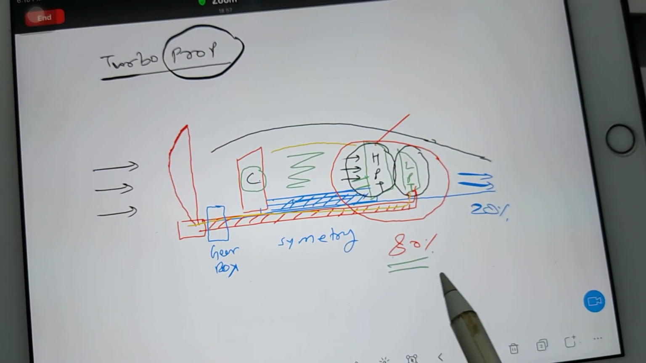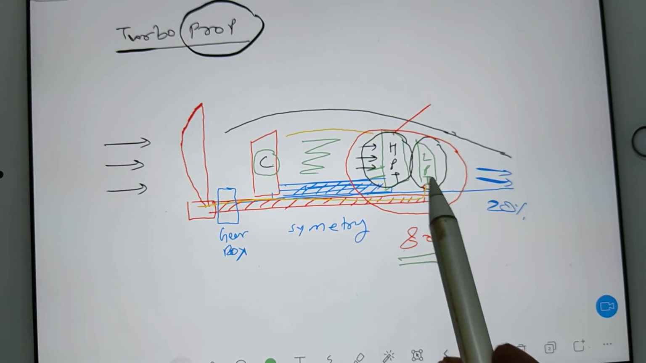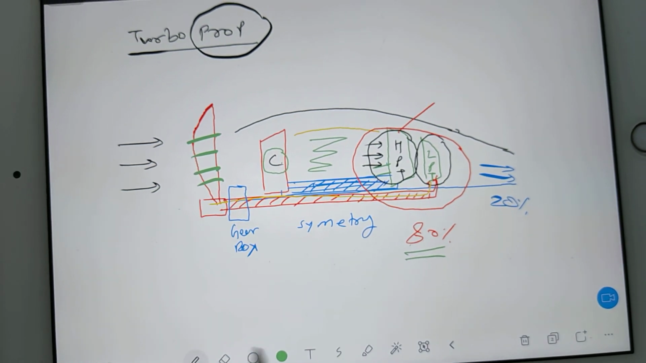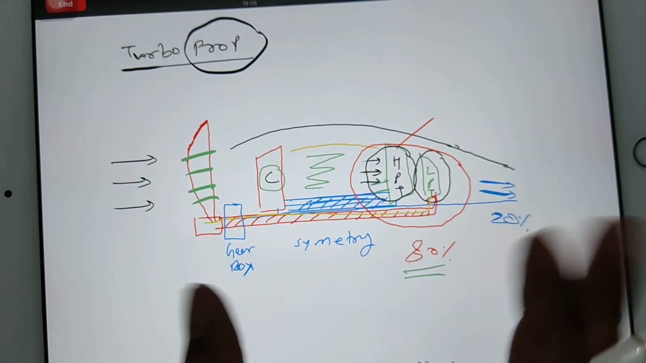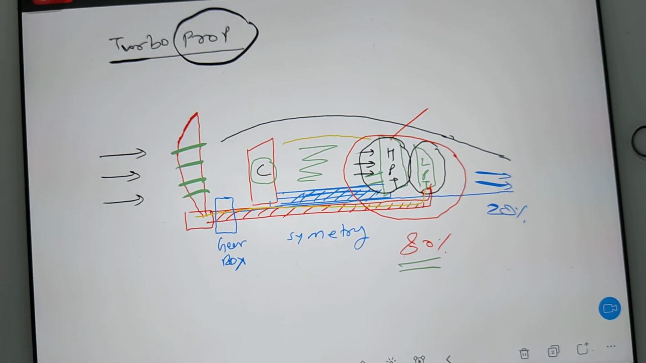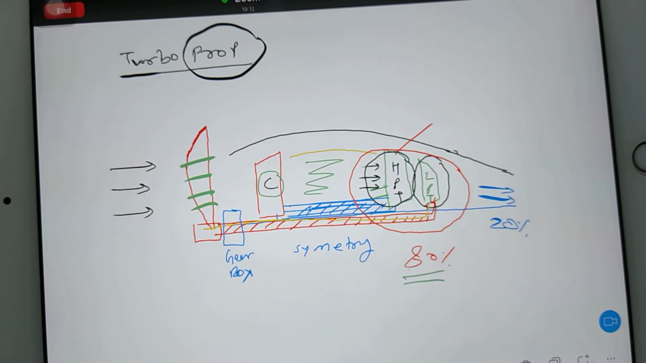Why did we design almost 80% expansion for this purpose? Because by using the turbine, we have to run the propeller. Okay, so it is kind of an intermediate design between a jet engine and a propeller. So let's understand every single point one by one.